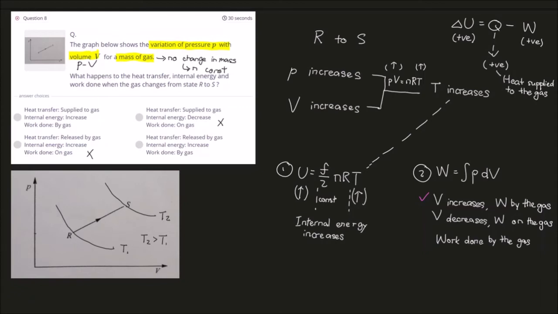So at the end we know that it's heat supplied to the gas, so the answer should be this one. Sorry, it should be this one. Supplied to gas, internal energy increases, work done by the gas. So that's all for question 8. Let's move on to the next question.